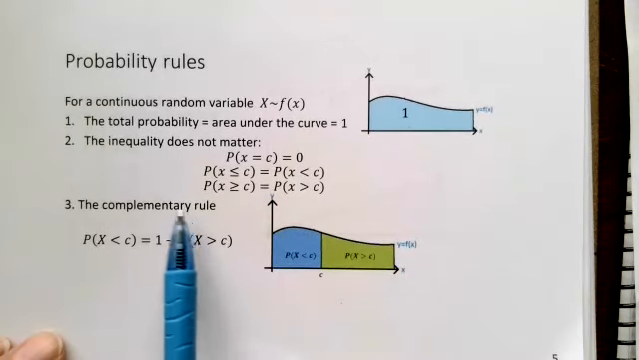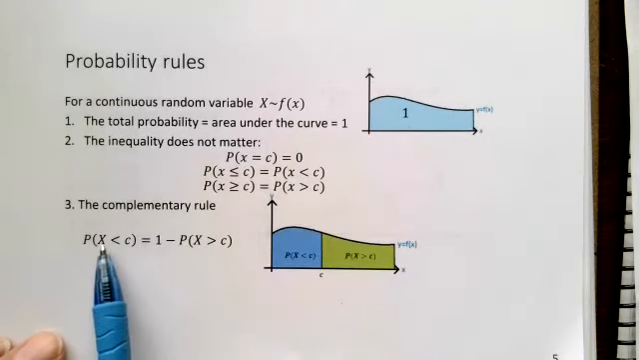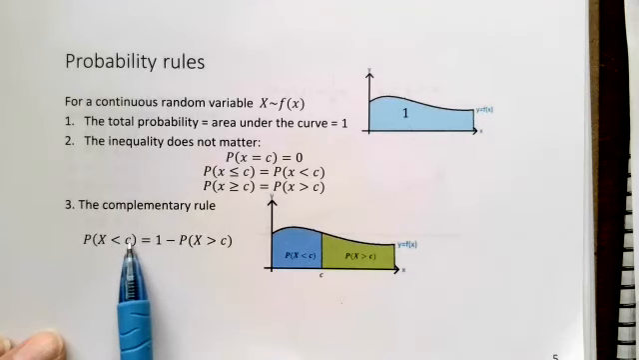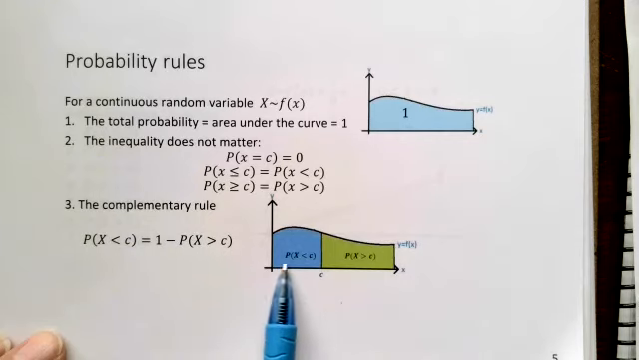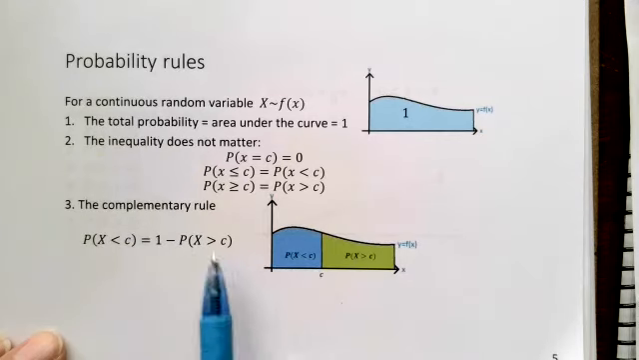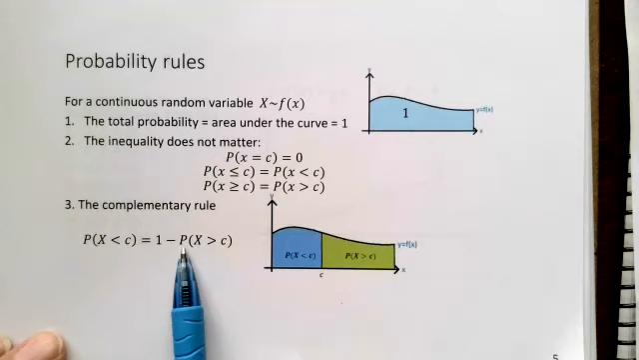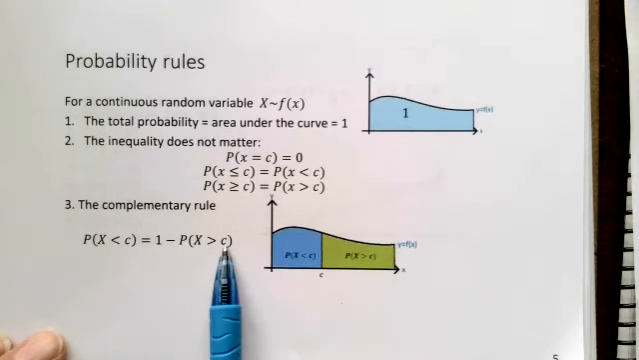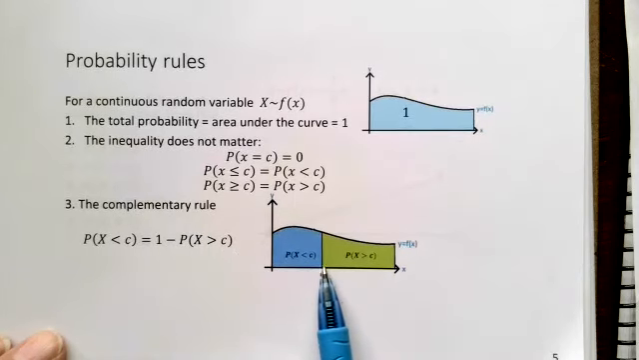Okay, and finally, the complementary rule. If we're looking for the probability that x is less than c, in other words, the area to the left of c, we can find it by subtracting the probability that x is greater than c from 1. So that's the complementary rule.